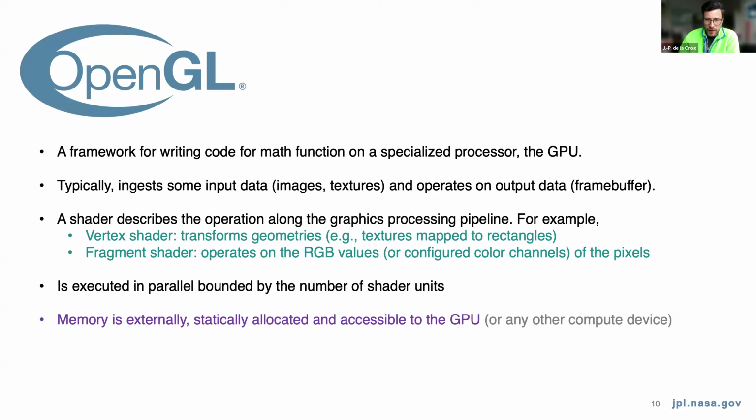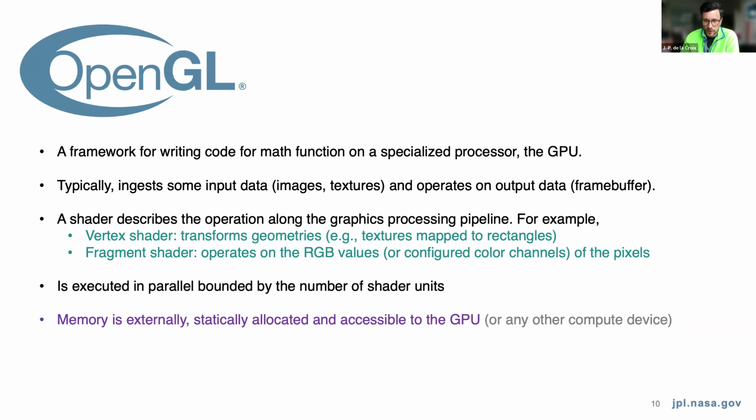Before I show you the solution to that, I want to point out, as I mentioned in the title, that we're going to be using OpenGL. It's another framework for writing code for the GPU specifically. You typically have input data in the form of images or textures, and then you operate on output data, which in OpenGL speak is your frame buffer. The operations that you can apply to the textures, frame buffers and geometries are shaders. And the two shaders that are relevant to today's talk are the vertex shader and the fragment shader.